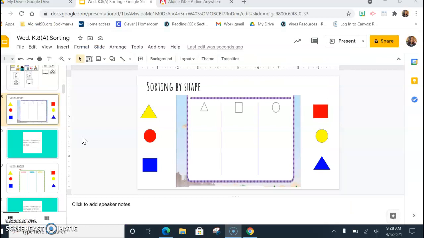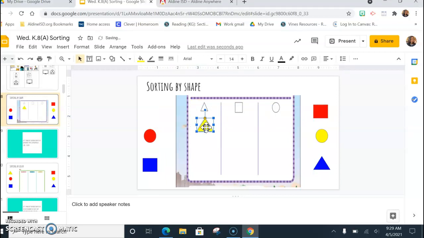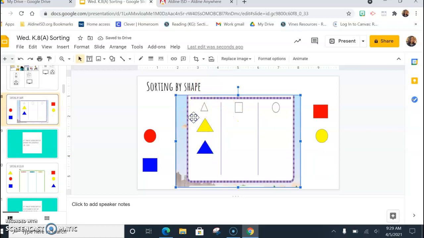Okay, now we're going to start by sorting by the shape. So we already discussed the categories. What I'm going to do is look at my shapes and say, okay, my first category is a triangle. So I am going to move or organize all of my triangles in the triangle category, because that's what the category says I need to put here, okay?